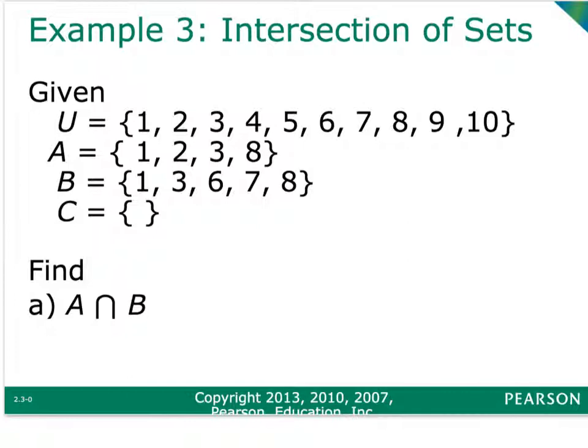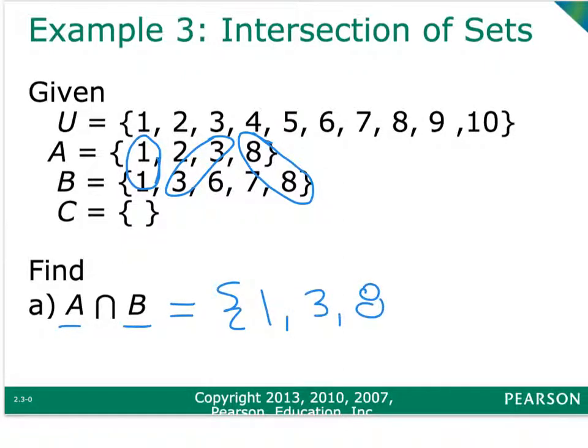But essentially, all you are looking for is the elements that are in A that are also in B. What elements do they have in common? So if you notice, they both have the number 1, they both have the number 3, and they both have the number 8. So if I asked you for A intersection B, you would list the set 1, 3, 8. The intersection is the common items that they both have.